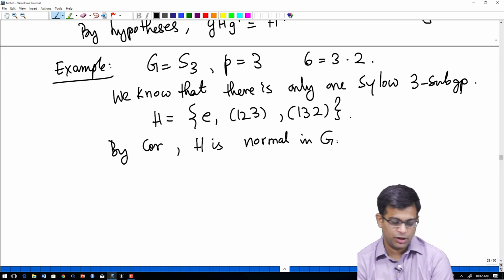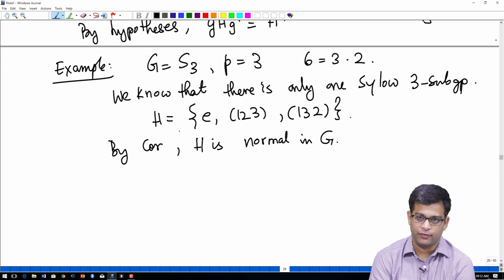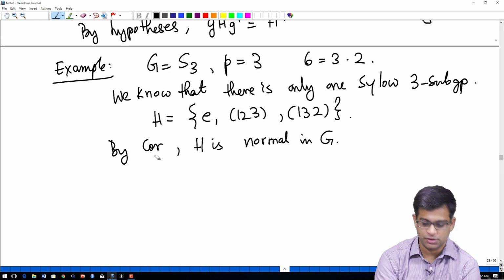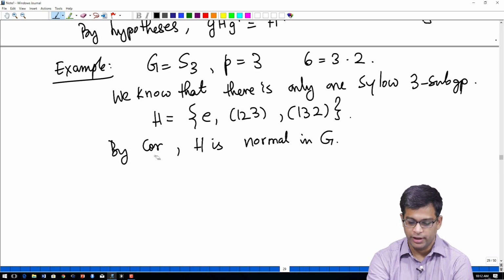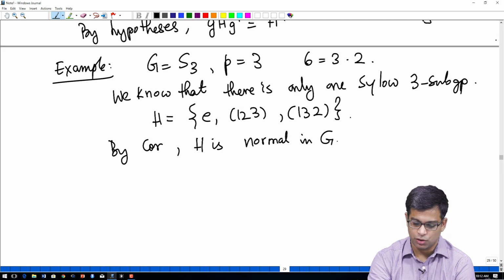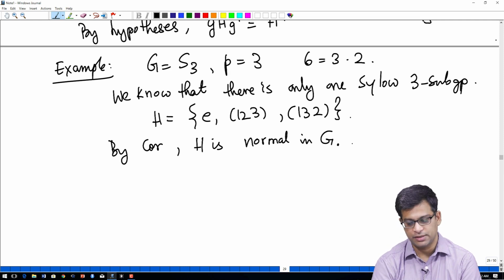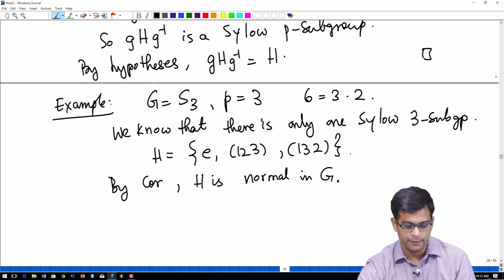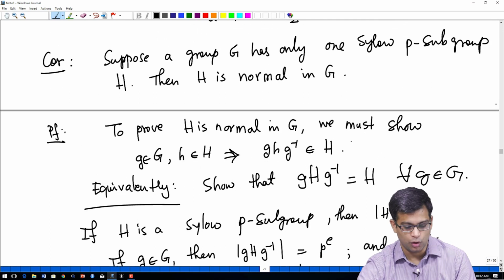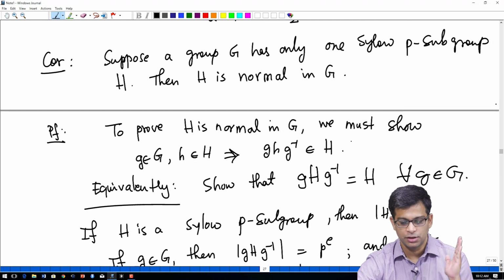Note that any conjugate of H is a subgroup of order 3, hence it is a Sylow 3-subgroup, but there is only one such thing. So, H is normal. In this case it is also clear that H is normal directly, but I wanted to give a simple example to show that, and we will see more examples later. It is very useful to know that there is only one Sylow p-subgroup, in which case it will automatically be normal. Okay, so I will stop the video here.